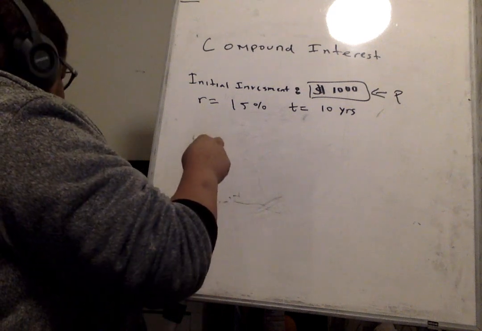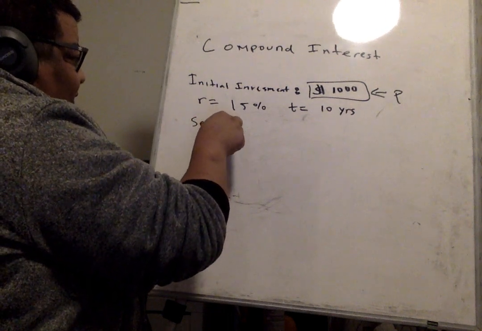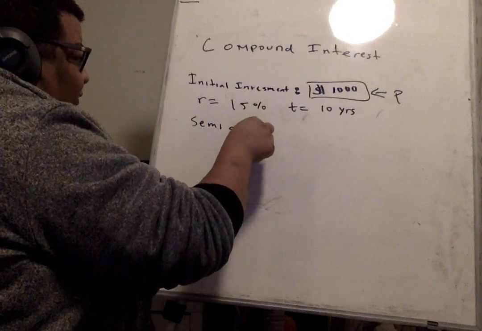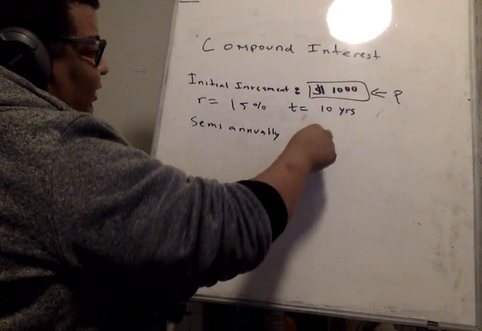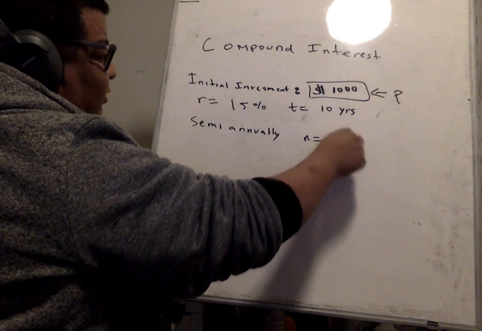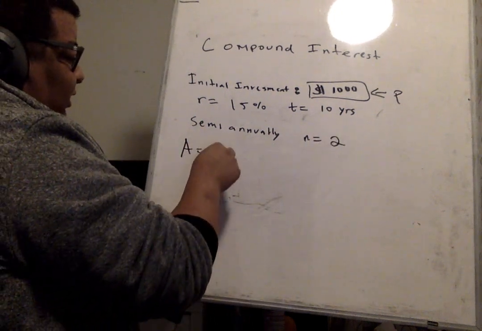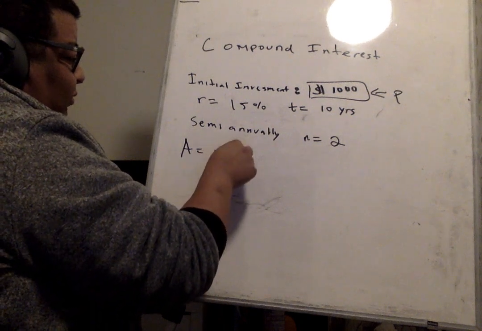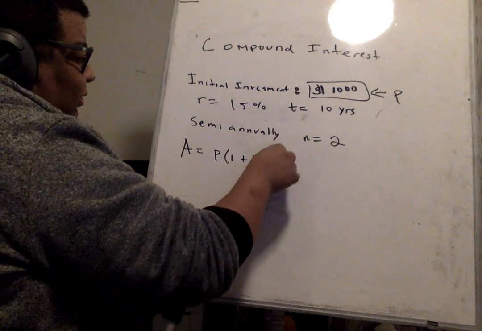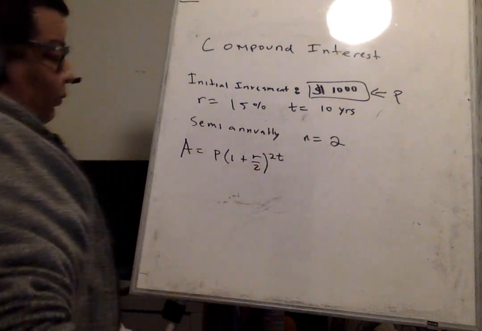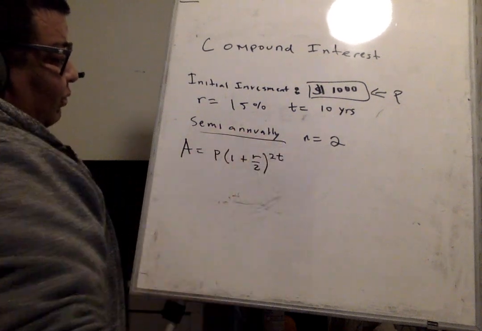So let's say that you're compounded semi-annually. So semi-annually, that means that your N is gonna be 2. And then the formula is gonna look something like this. A equals P(1 + r/2)^(2T). The 2 and the 2 here comes from the semi-annually.